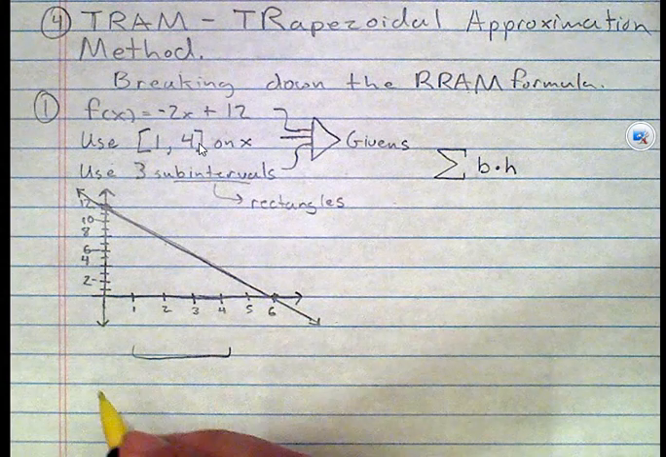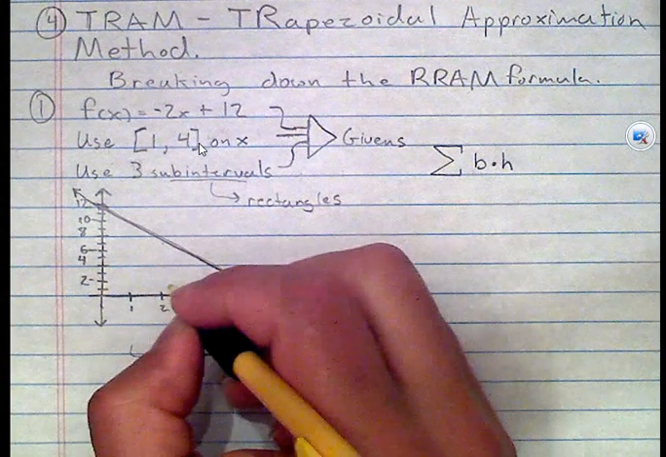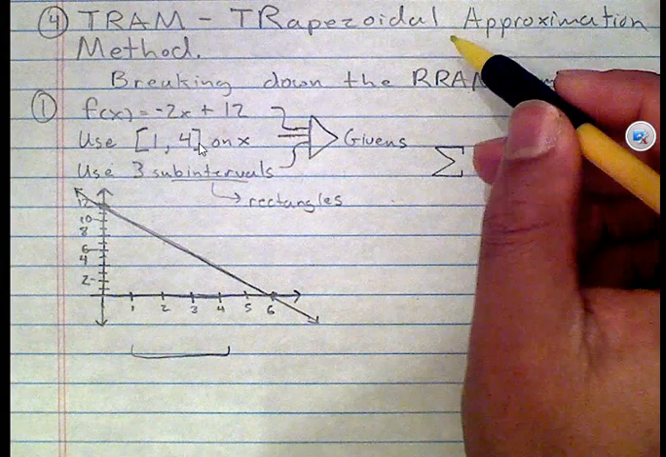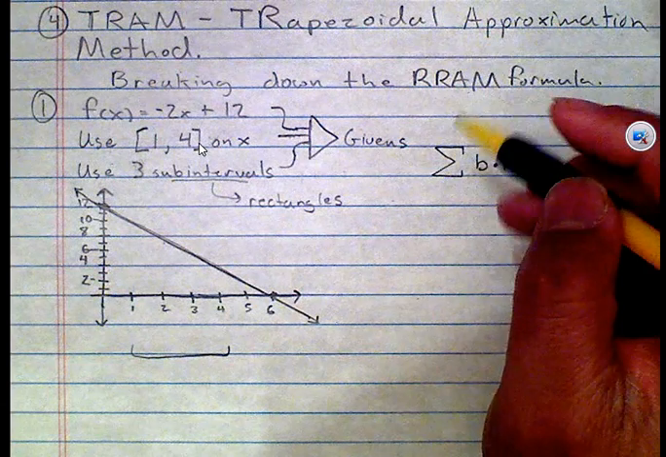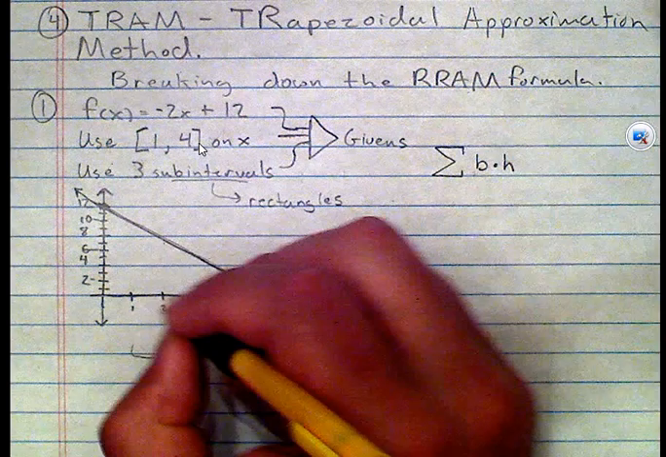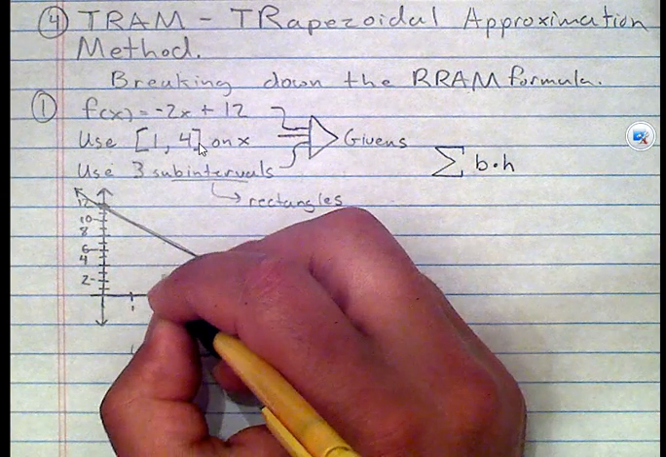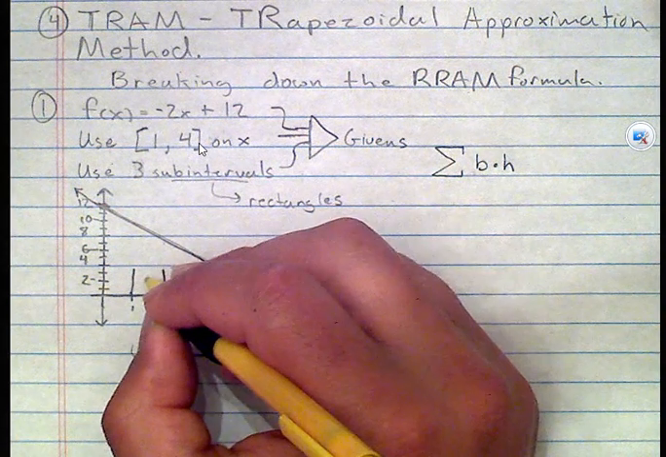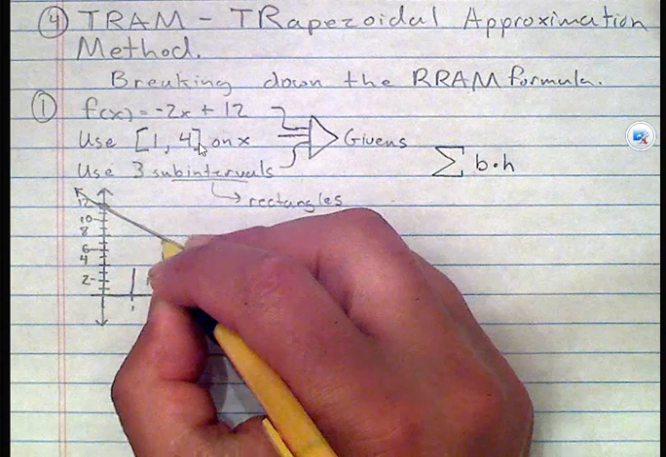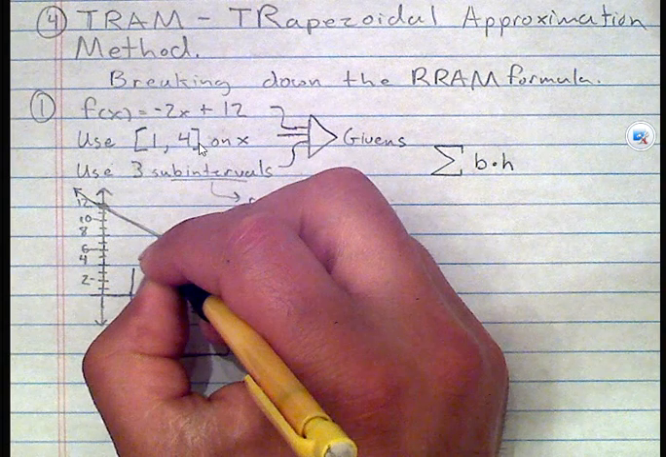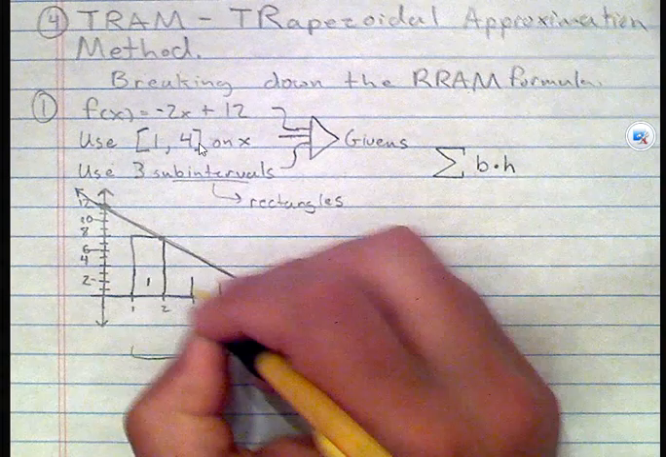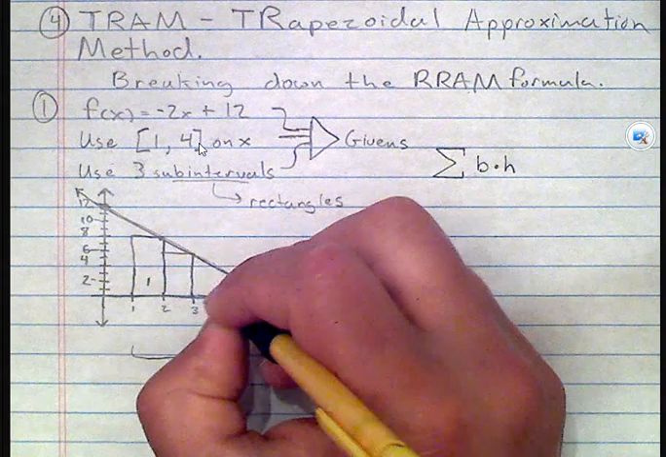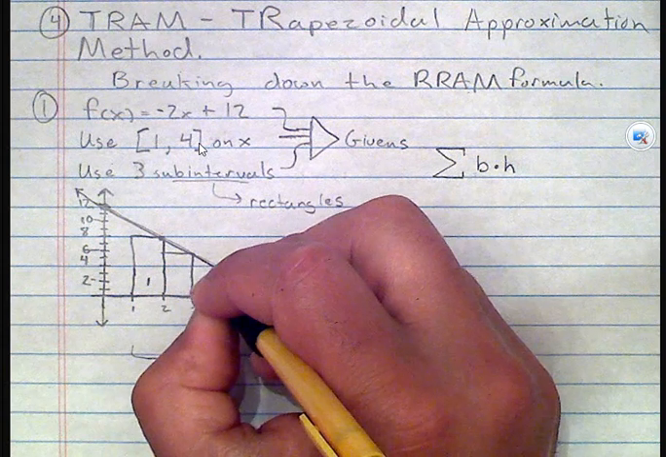Okay, which means you're going to have a RAM, so we're going to use a right endpoint rectangular approximation method. Each of these 3 rectangles starts out the same, but number 1 is going to hit and stop at the right endpoint. Number 2, that's going to hit and stop at the right endpoint. Number 3, that's going to hit and stop at the right endpoint. You can't go any further.